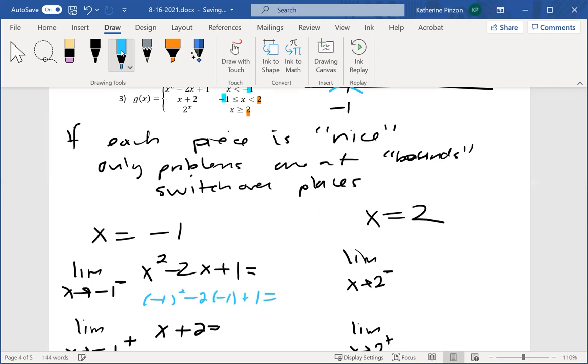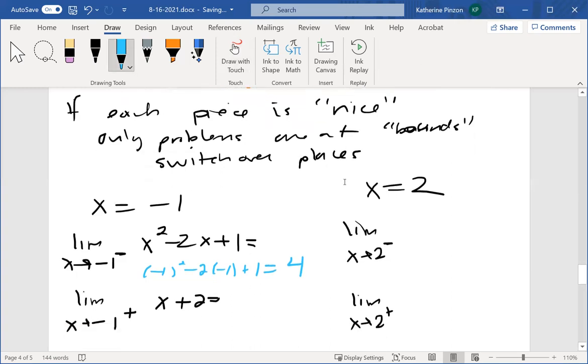Four. What do you get when you plug -1 into the second function? What are you going to say? Yeah, discontinuous at -1. There's going to be a jump discontinuity there, right? The left and the right side don't meet. If I graph this function, on the left it is going to be approaching 4, on the right it is going to be approaching 1. Those two sides don't meet. Bad news. So discontinuous at -1. It has a jump discontinuity.